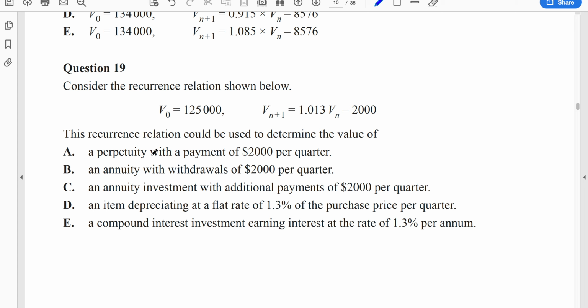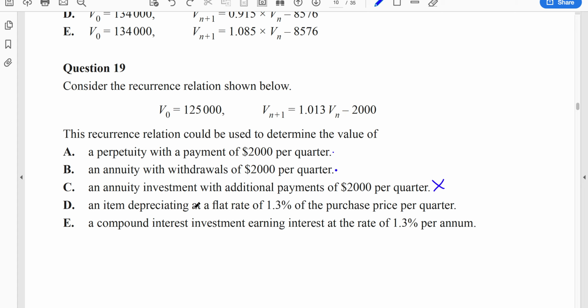So perpetuity, this could be a perpetuity. I'd need to check 100%. So I'll just leave that one for a moment. Annuity, it could be as well, because that would be increasing with the interest and then taking some money out of it. Annuity investment with additional payments of $2,000 per quarter. Now, it's not that one, because an annuity investment where you're making additional payments should have a plus here. And of course, it doesn't.